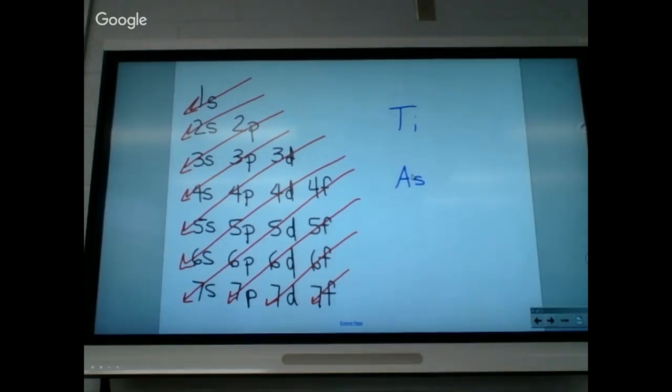See, it's titanium. Only 2. Make sure you're doing titanium and not thallium. Thallium's like in the 80s.